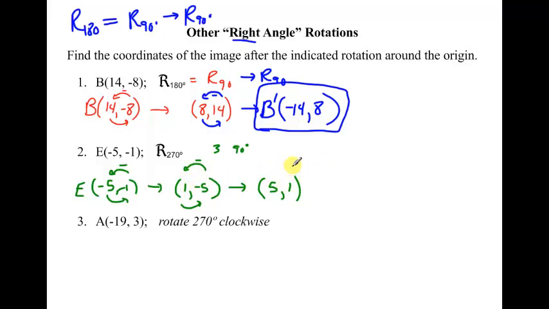Here's the second one. One more. Move that guy, negate him. That one comes to the back. So our final answer is going to be -1 and +5. There's your E prime.